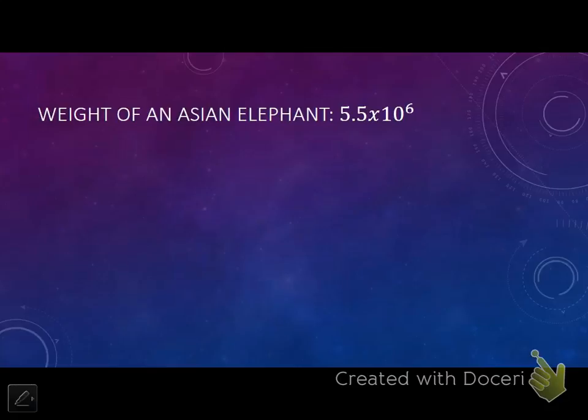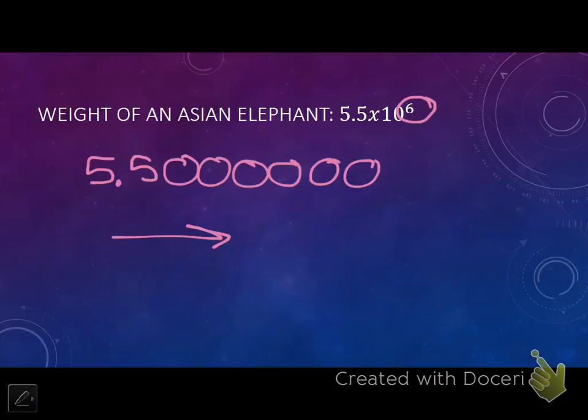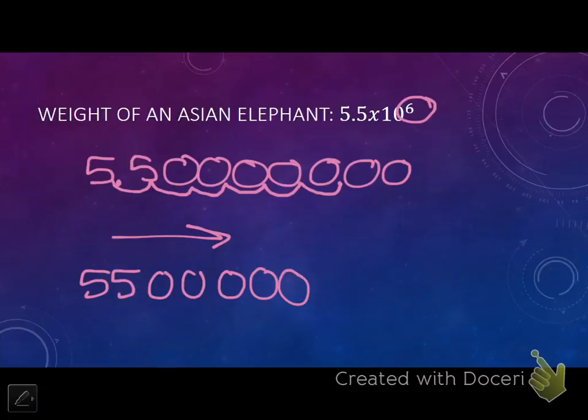So this one, the weight of an elephant, we have 5.5. So whenever we have positive, it means we're going to move right. Okay? So we have to move right 6. So we're going to add zeros here. So we're going to move 1, 2, 3, 4, 5, 6. Okay, so it is 5, 5, 1, 2, 3, 4, 5. So this is how much an elephant will weigh.